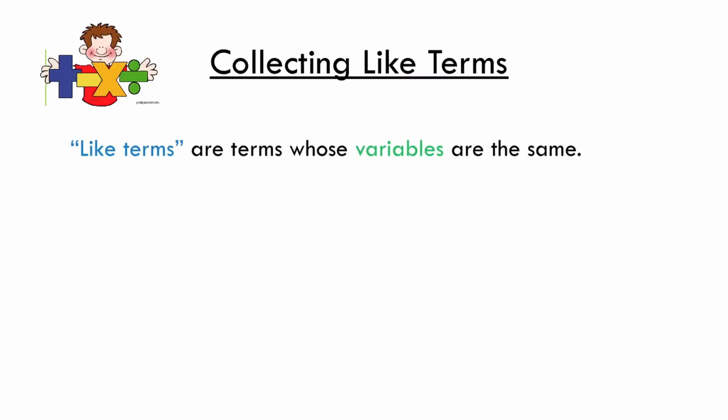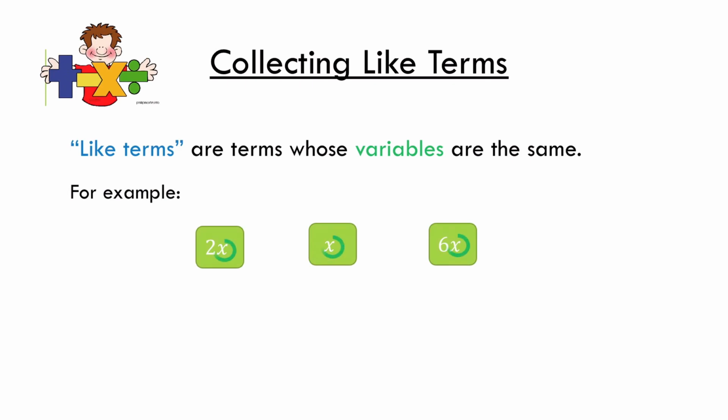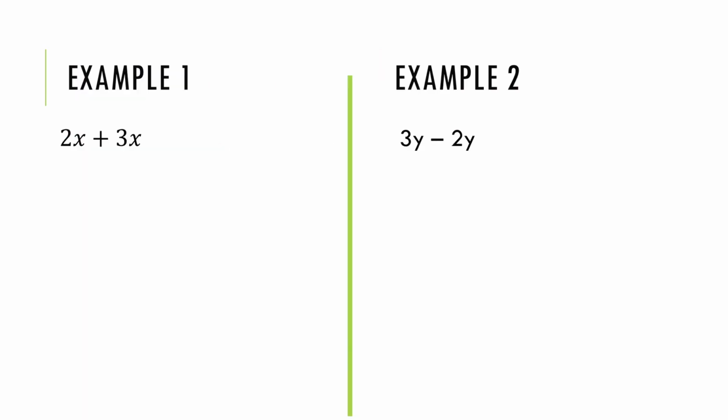Like terms are terms whose variables are the same. So for example, 2x, x and 6x all have a single x in them, so they are all like terms. 7a, 12a and negative 5a also all have a single a in them, so they are like terms. Okay, so let's figure out how to do this.